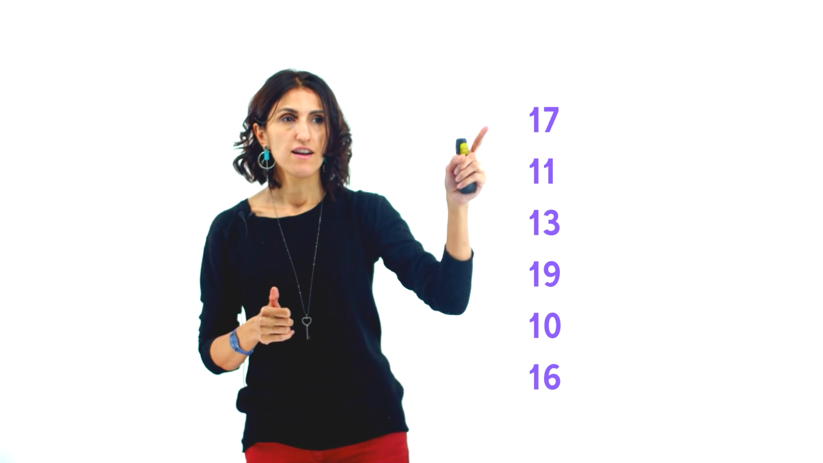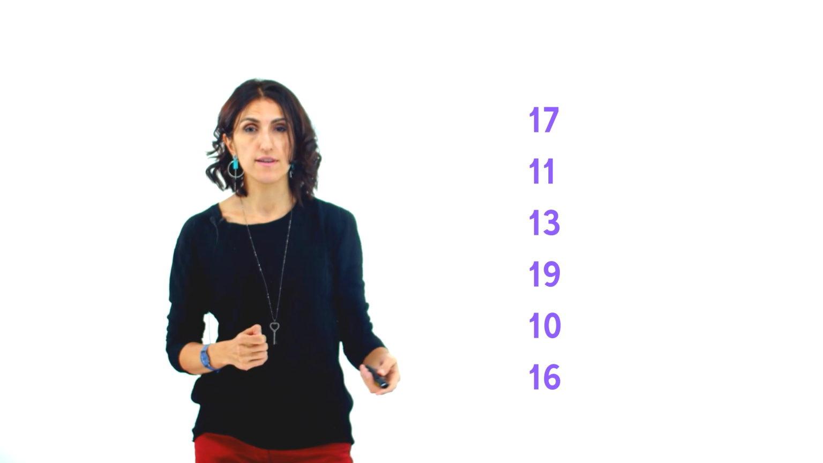Okay, backwards. Good. Okay, remember this? All tens are the same. On, and then back, basic counting. On, on, on, on, on, on, 17, 11, 13, 19, 10, 16.